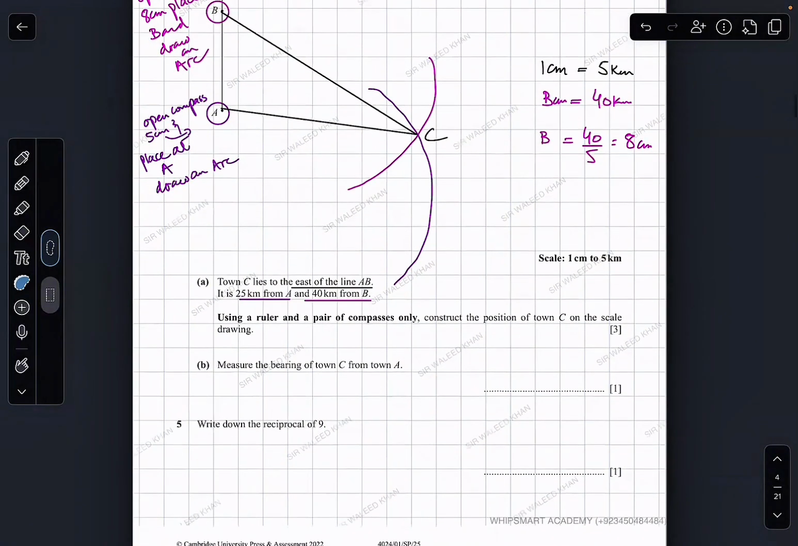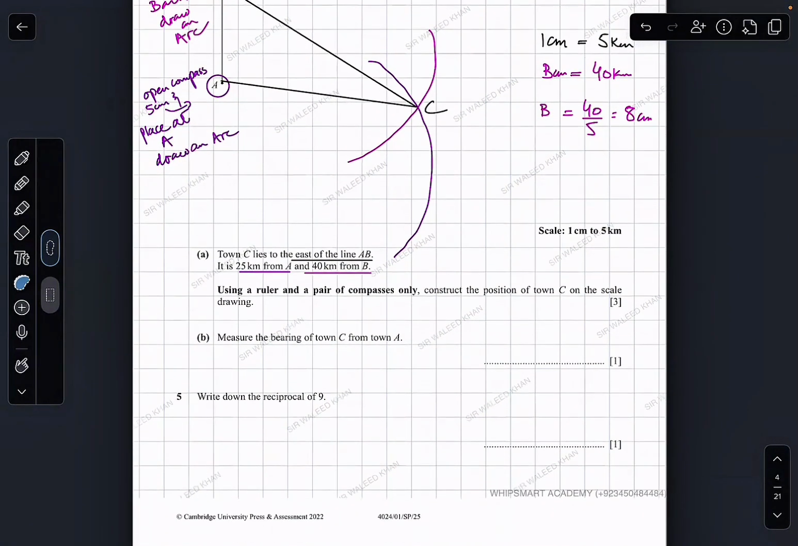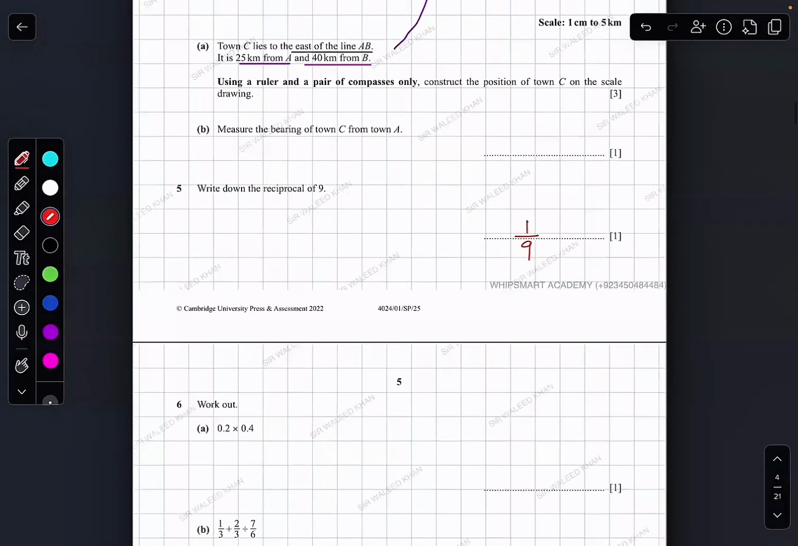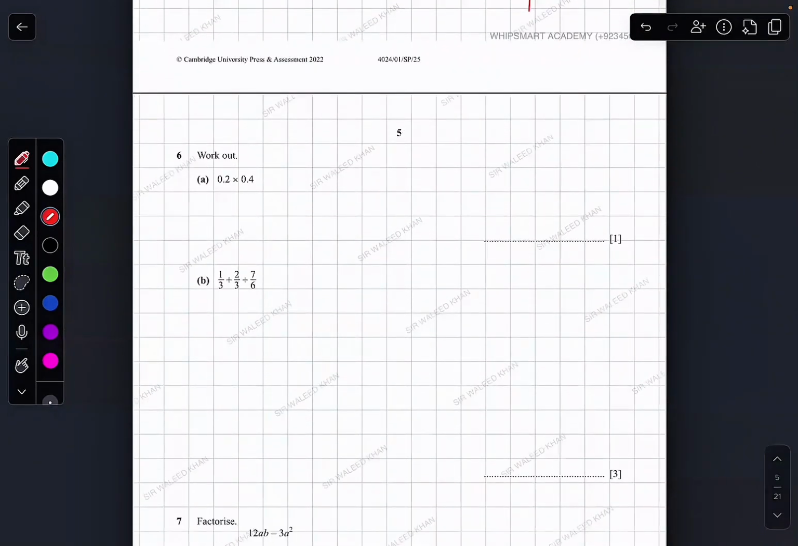Next, write down the reciprocal of 9. Reciprocal, we just change the numerator to denominator, denominator to numerator, so 1 over 9. Next, work out this decimal multiplication. Those who struggle with this, just multiply the numbers 4 into 2, that is 8, and then count the decimal places. 1 decimal place, 2 decimal places. So 0.08.